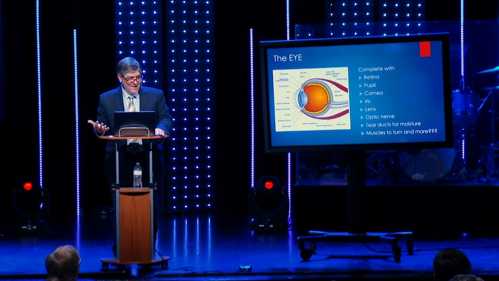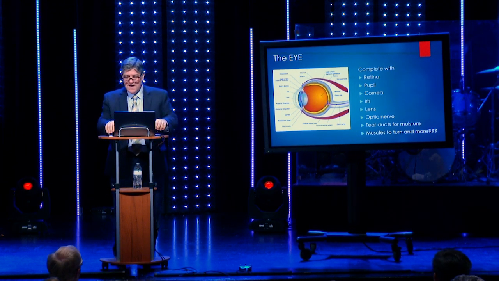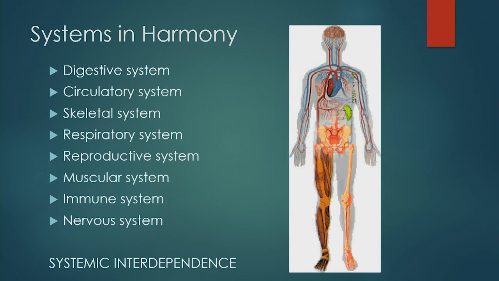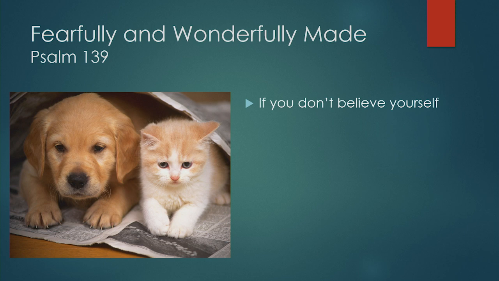Now, the eye and the hand are easy because we can see them. But what about other systems? Look at your digestive system. It's astonishingly complex. But let's look at all the systems in harmony: circulatory system, skeletal system, respiratory system, and on, all working together in what's called systemic interdependence. In other words, all systems must be in place for the organism to survive. Which system can you do without? Which is exactly why the psalmist says in Psalm 139 that we are fearfully and wonderfully made.